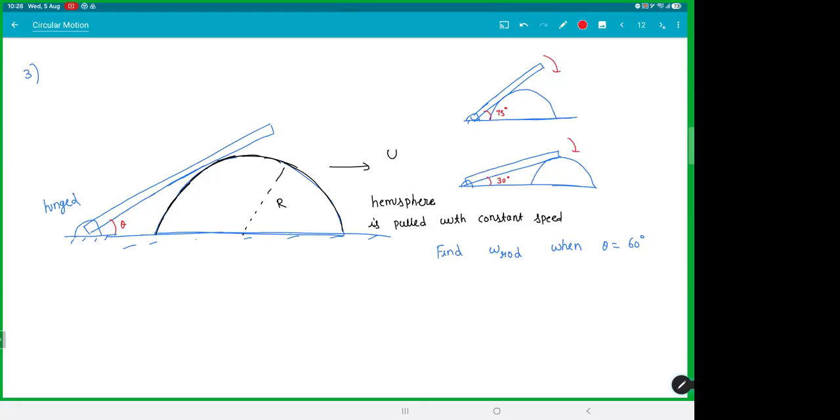Let's see how we'll do this. Find the angular velocity of the rod as a function of theta when theta is 60 degrees. So the whole game is that you have to somehow get that theta and differentiate it. That's how you get the angular velocity.